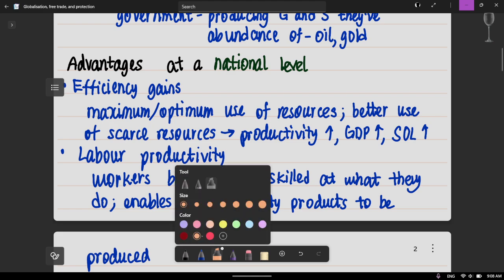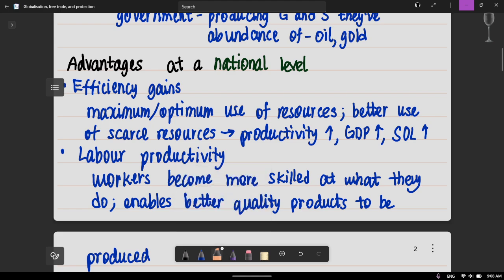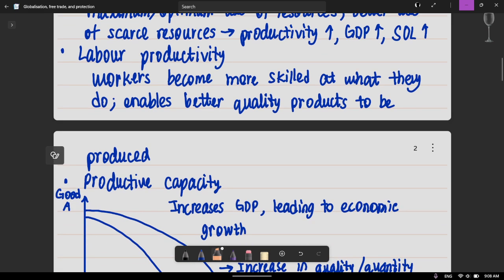Now let's look at some advantages as well. Advantages include efficiency gains. When you're specializing in something, there will be maximum or optimum use of the resources that you have. This will lead to better use of scarce resources, which can increase GDP, increase productivity, and eventually increase standard of living. Labor productivity: workers become more skilled at what they do. I mean, if you're doing the same thing again and again, you're going to become the most skilled at it, right? Which enables better quality products to be produced.